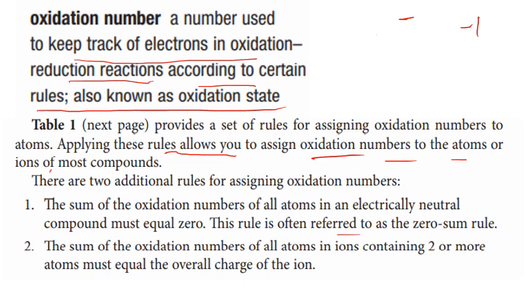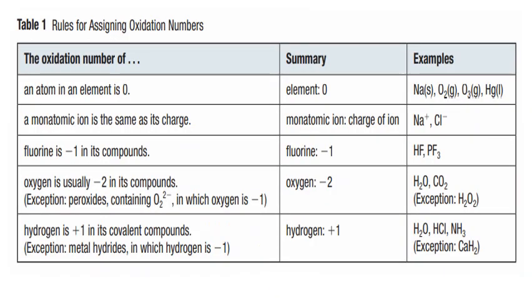What could be one of the examples? Let's see if we have some in the next slide. Yes, we have a few over here. For example, let's have a look at this one. An atom in an element has oxidation number zero. So for example, if you just have sodium, oxygen, or ozone, you will treat these as oxidation number 0.